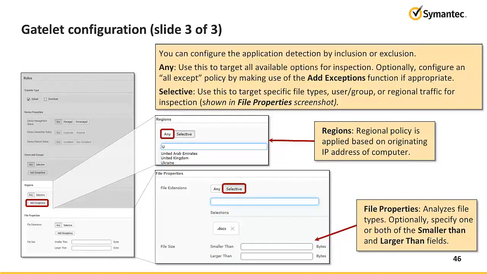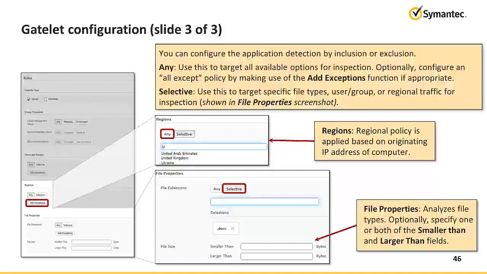The next few options allow you to configure the application detection by inclusion or exclusion. Mark any to target all available options for inspection, or optionally configure an all except policy by making use of the add exceptions function if appropriate.